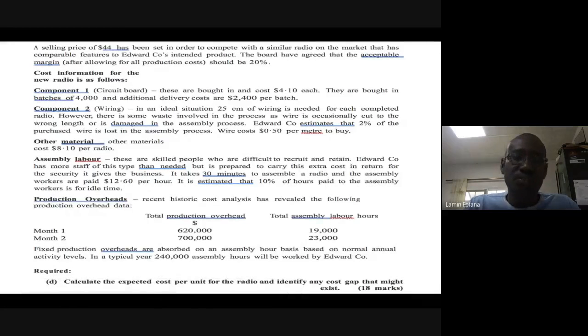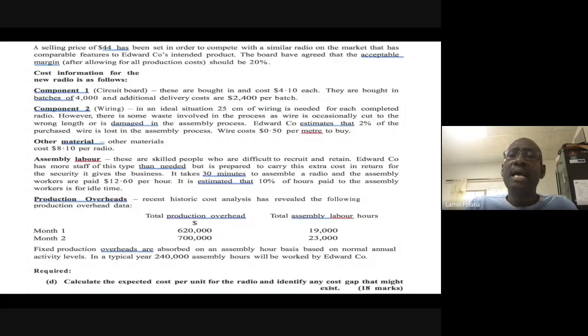It will be more than 25. Sensible. You know, in an ideal situation, you are going to use 25 centimeters, but they told you that 2% will be waste, 2% will be damaged. So that means what you need to buy will definitely be more than 25 centimeters of wire.